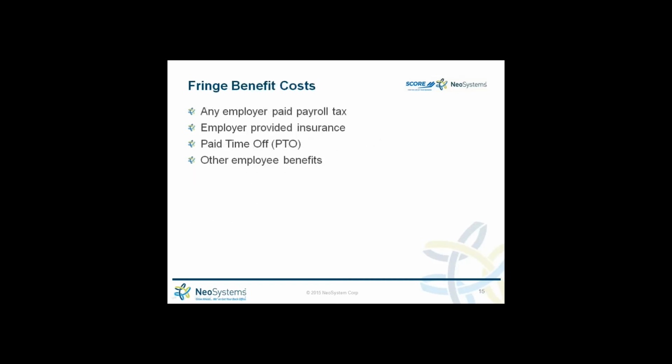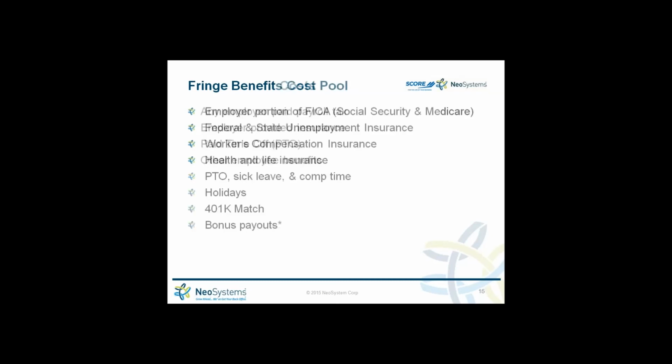So going back to the three main indirect cost pools, we'll go into Fringe first. As I said before, Fringe cost benefits are any employer-paid payroll tax, your FICA, your FUTA, employer-provided insurance, your health insurance, your vision, your dental, all of your paid time off, and other employee benefits such as tuition reimbursement or employee morale. All of those types of costs will fall under your Fringe benefit costs.